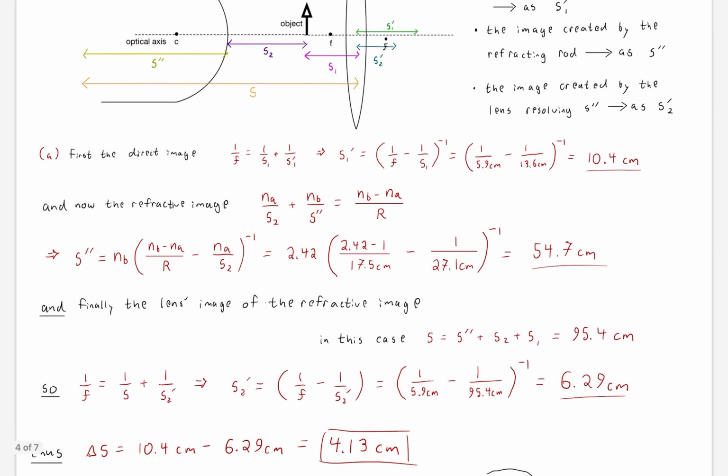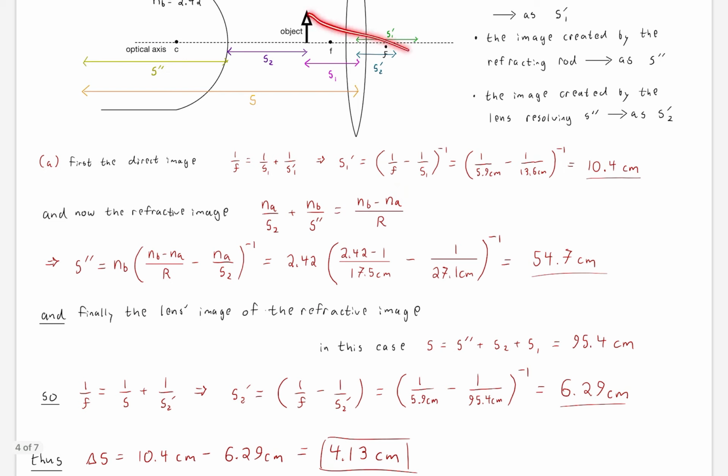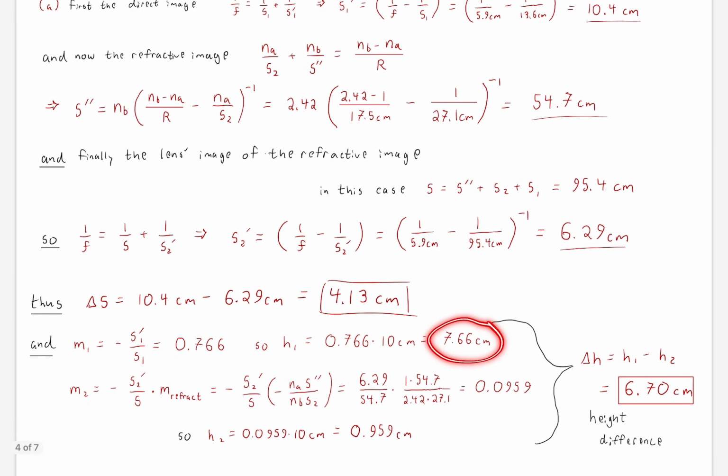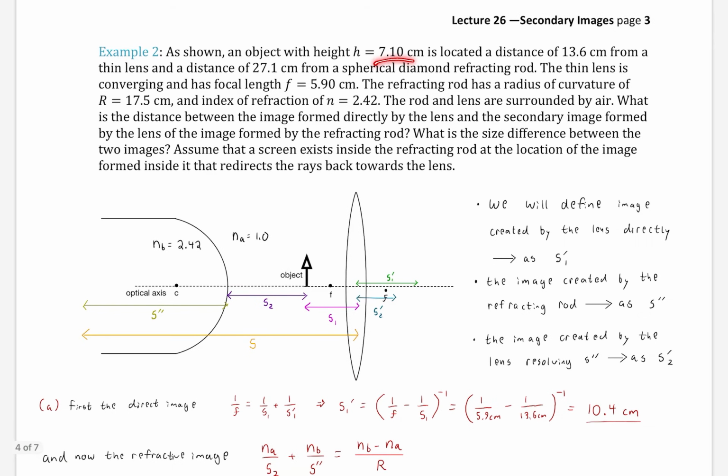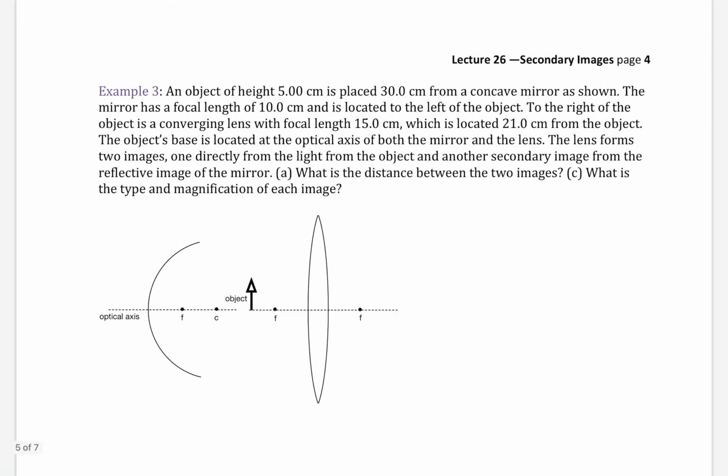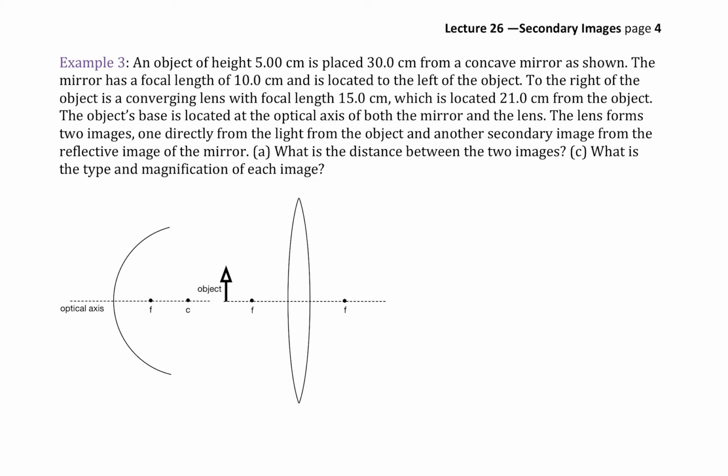And then we have the one that was just formed by the refraction of the thin lens, and that one is going to be an inverted real image, and that one is actually fairly tall, right? 7.66 centimeters. And what was the original height? 7.1. So that one slightly shrunk, but not very much. Okay, so there's a case of comparing between images in hopefully a meaningful way. And we're going to do something really similar in our third of 4 examples. All right, but we're done with refracting surfaces. Now we're just going to look at mirrors and lenses.